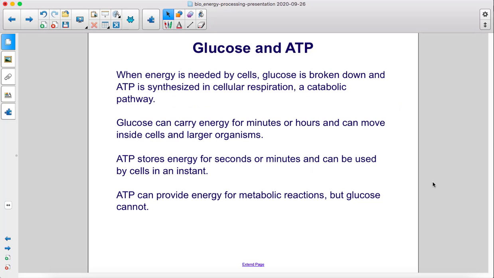When energy is needed by cells, glucose is broken down and ATP is synthesized in cellular respiration, a catabolic pathway. Glucose can carry energy for minutes or hours and can move inside cells in larger organisms. ATP stores energy for seconds or minutes and can be used by cells in an instant. ATP can provide energy for metabolic reactions, but glucose cannot.